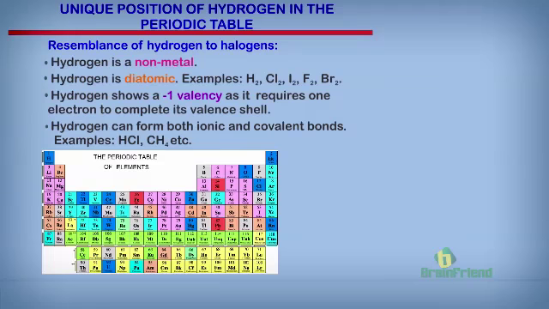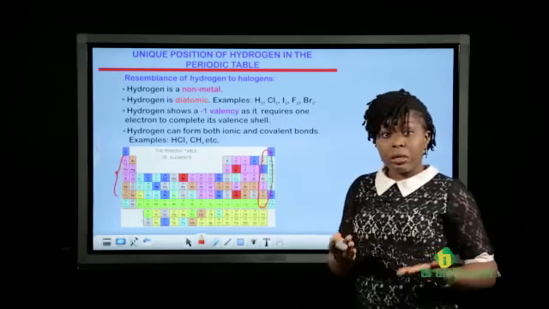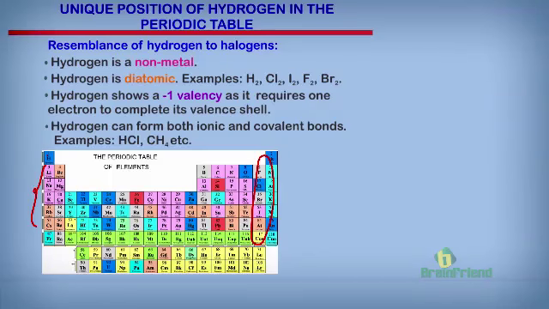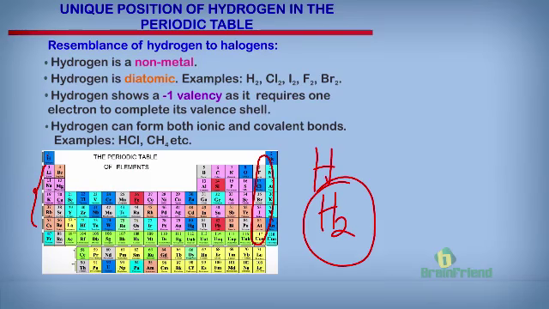We're looking at how hydrogen resembles the halogens. Here on the periodic table, we have the halogens. We have fluorine, chlorine, bromine, iodine. Hydrogen resembles the halogens in that it is a non-metal, despite the fact that hydrogen is found on top of alkali metals. It is actually not a metal. It is a non-metal, just as the halogens. It is diatomic. Remember, we say that it does not occur on its own in nature, but most times it is found as a hydrogen molecule. And most halogens are also diatomic.